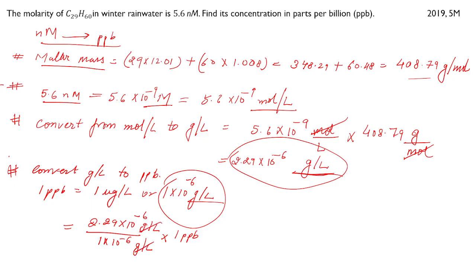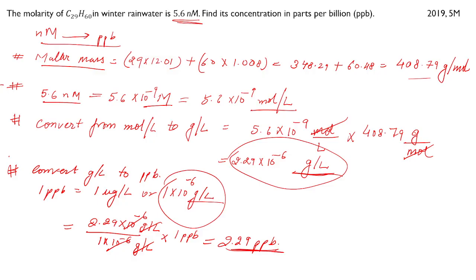Okay, this one is cancelled, this one is cancelled. So what is the value in ppb? It is 2.29 ppb. So that's how you need to convert this molarity into parts per billion.